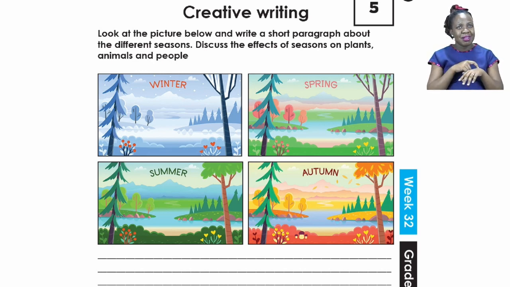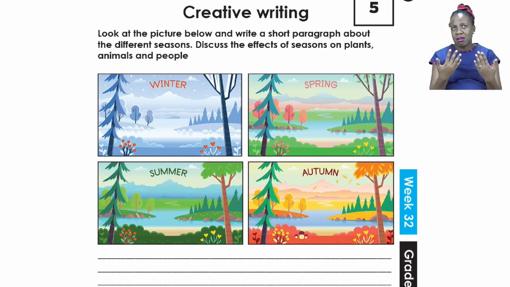Now, we can see that we have our 4 seasons there. Summer, autumn, winter, and spring. And as each season changes, there are different things that plants go through, animals go through, and people go through. Now, I know this one is going to be very exciting for you because you experience them too.